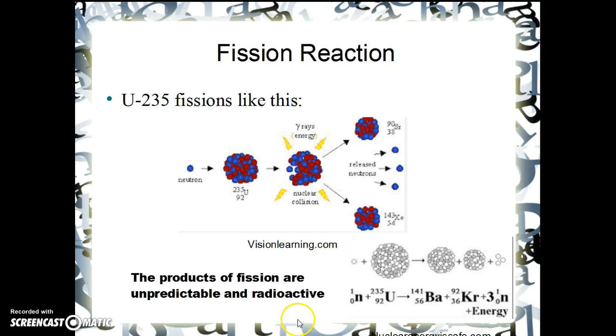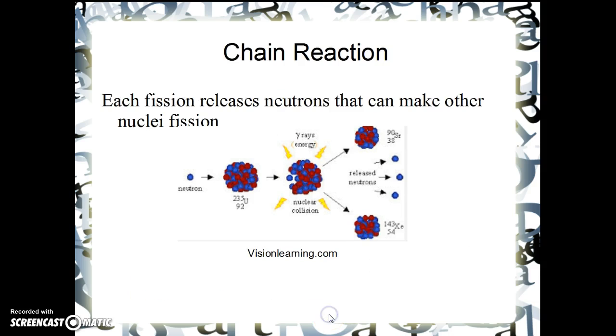The products of fission, however, are unpredictable. They are never just a couple of products. In this case, strontium and xenon, in this case, barium and krypton. But always neutrons are released and energy is produced, lots of energy, from the mass defect.